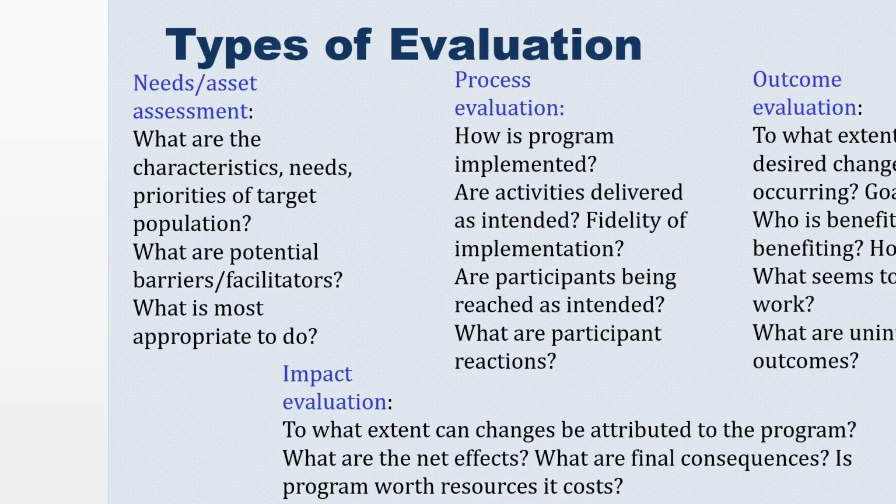A review, this has been covered, but different types of evaluation. We have needs or an asset assessment, a process evaluation, outcome evaluation, and impact evaluation. In a needs or an asset assessment, you're looking at the characteristics, the needs, the priorities of the target population. What are potential barriers and facilitators? What is most appropriate to do to meet those needs?